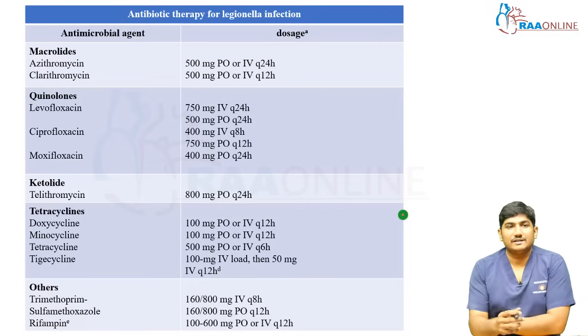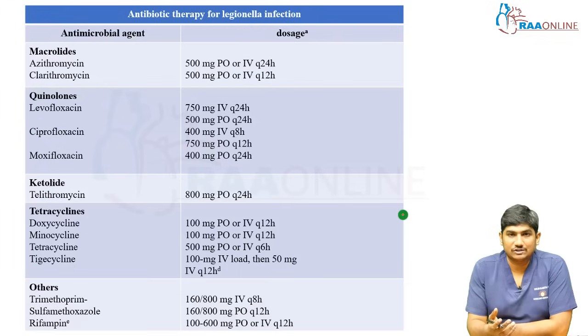For macrolides, for atypical pneumonia, we usually start the patient on azithromycin, right? 500 mg per oral or IV every 24 hours. If the patient is quite sick, you can go ahead with IV also. Clarithromycin 500 mg per oral or IV every 12 hours.